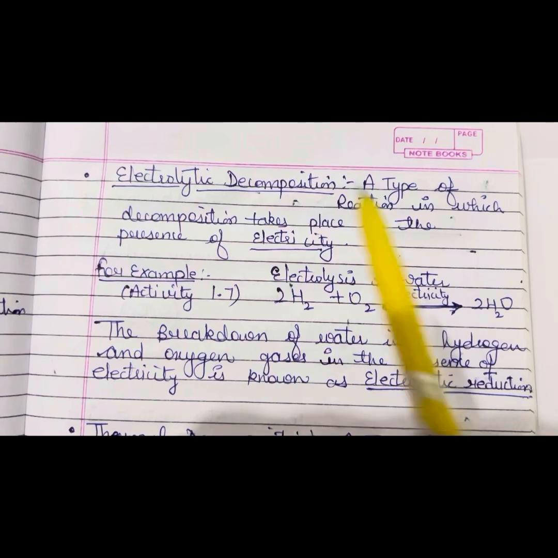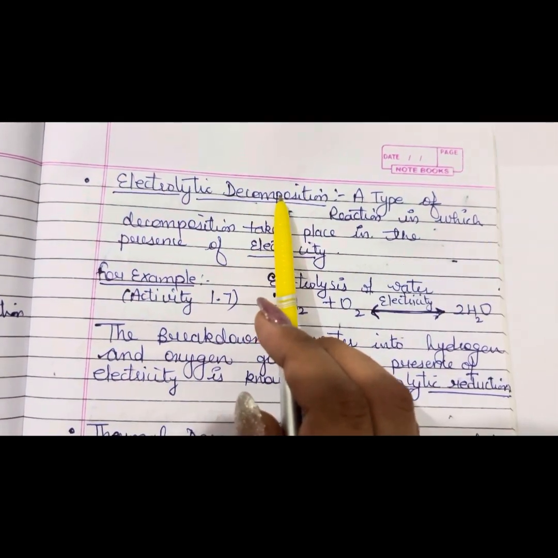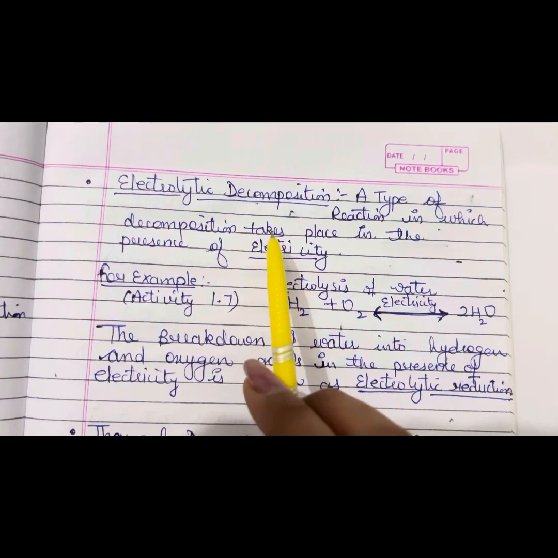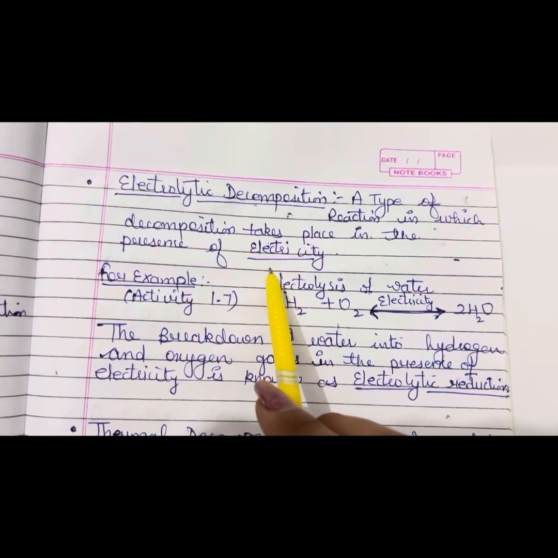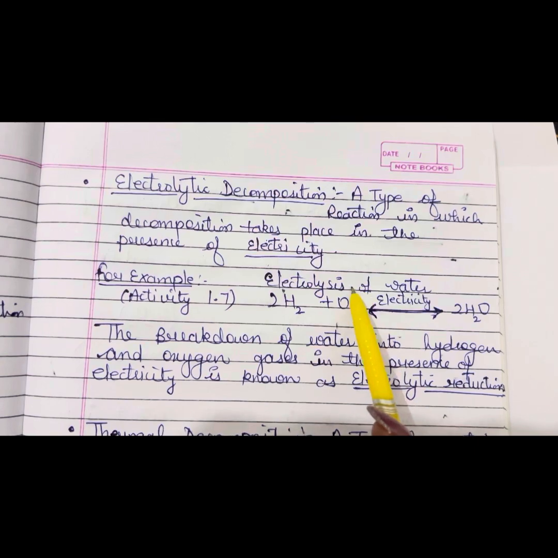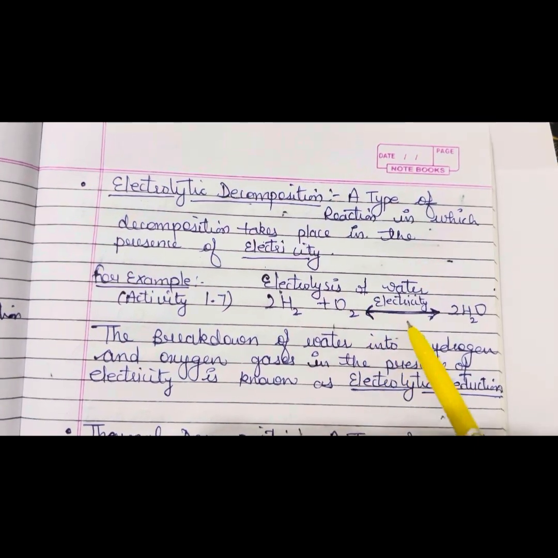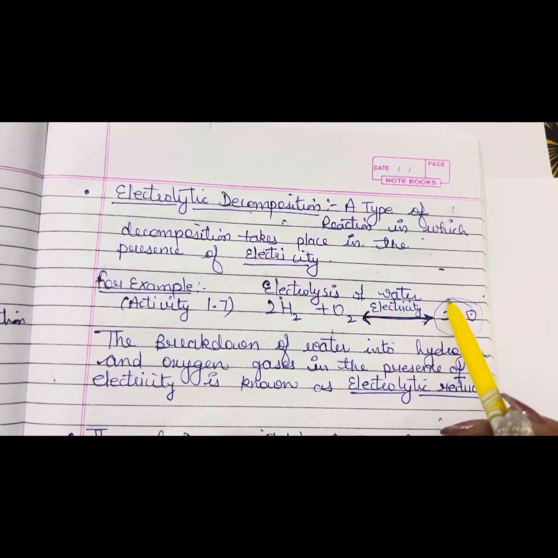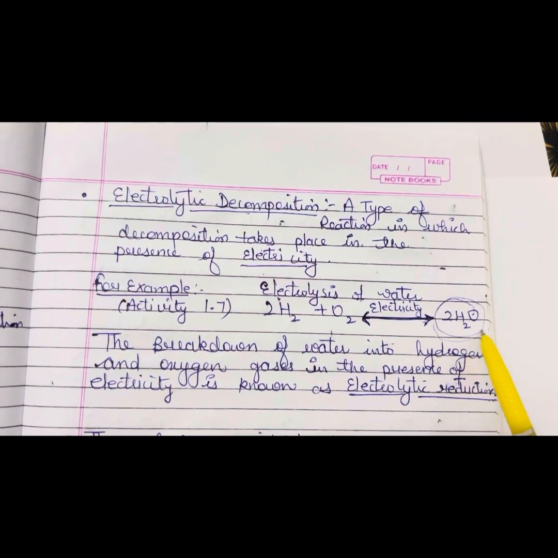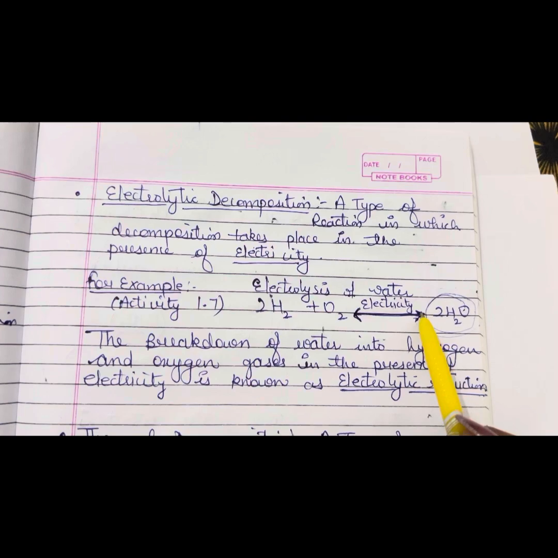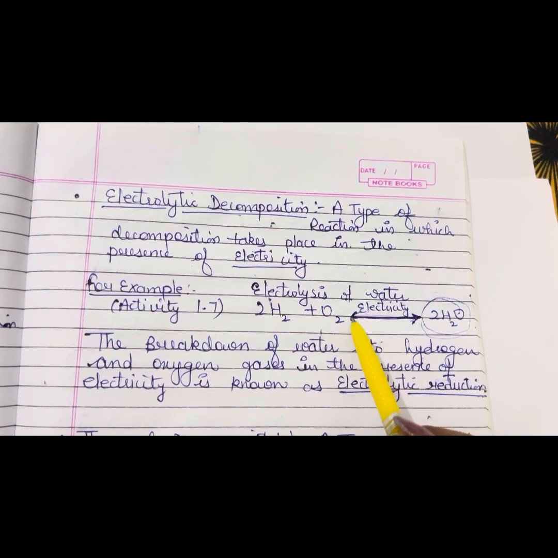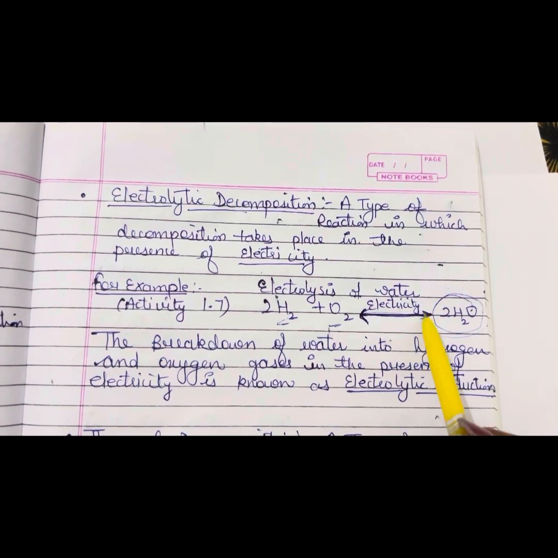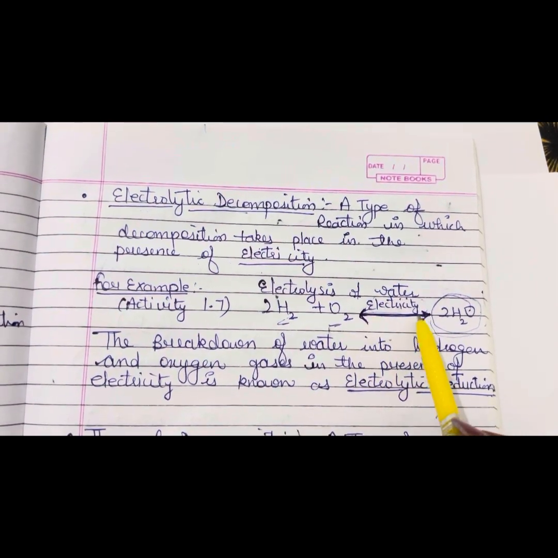The third type of reaction is electrolytic decomposition. That means a type of reaction in which decomposition takes place in the presence of electricity. For example, we can take the electrolysis of water. Here I have used the wrong arrow, but in this case, firstly you have to use water. You have to show the electrolysis of water. That means when electricity is passed through water, it will give rise to hydrogen and oxygen in the presence of electricity. This activity is very important.